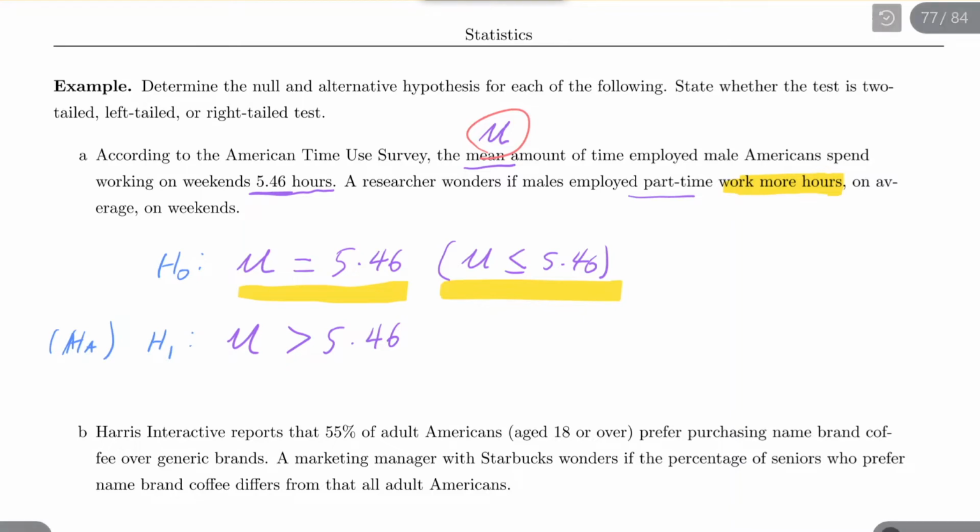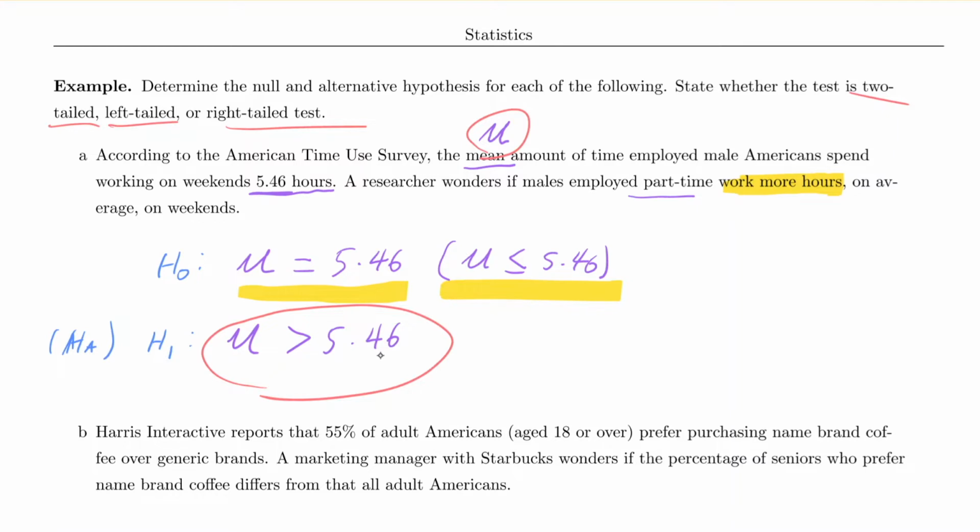The problem also asks to find if it's left tail, two tail, or right tail. In order to determine that, we look at the alternative hypothesis. Here it's saying that mu is greater than 5.46, greater. Therefore, it's a right tail test. Right tail test.